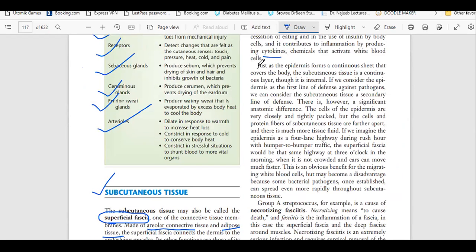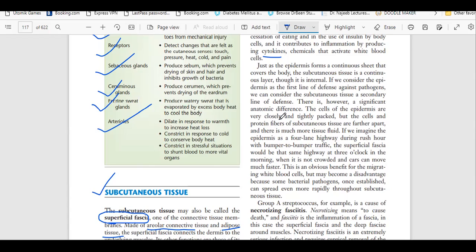Next we have to talk about this: just as the epidermis forms a continuous sheet that covers the body, the subcutaneous tissue is a continuous layer, that is, it is internal. If we consider the epidermis as the first line of defense against pathogens, we can consider the subcutaneous tissue as the second line of defense. Basically, in the epidermis, we also have defensins that will attack the pathogens, which will take those pathogens to the lymphocytes, and the lymphocytes will attack, or produce antibodies to attack the pathogen.